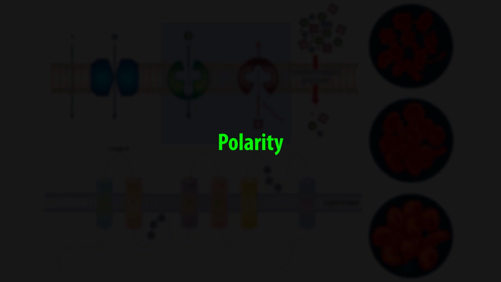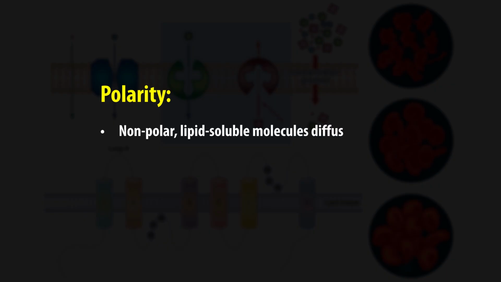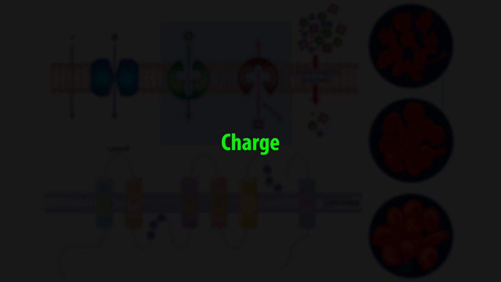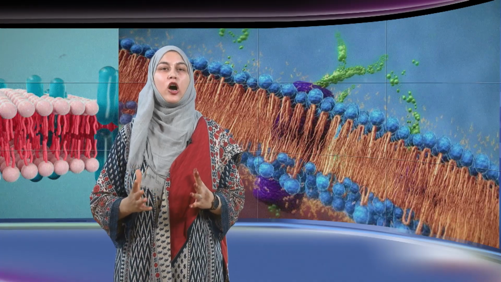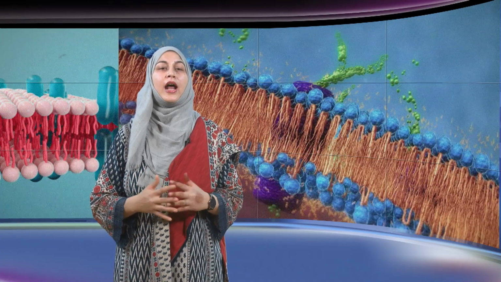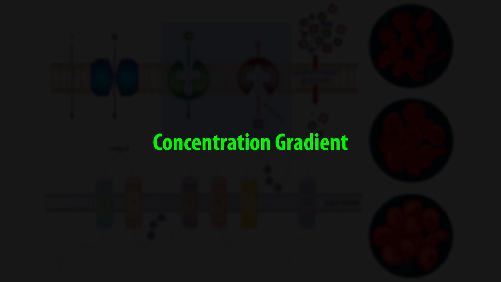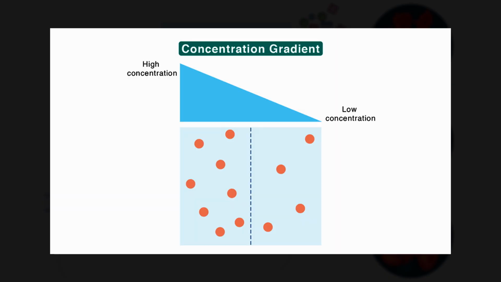Next is the polarity. Non-polar lipid-soluble molecules diffuse readily through the lipid bilayer, while the polar molecules require specific transport mechanisms. Third one is the charge. Charged particles cannot pass freely through the hydrophobic core and therefore depend on ion channels or pumps for transport. The fourth one is the concentration gradient. A steeper gradient enhances diffusion as molecules naturally move from the regions of higher concentration to lower concentration.